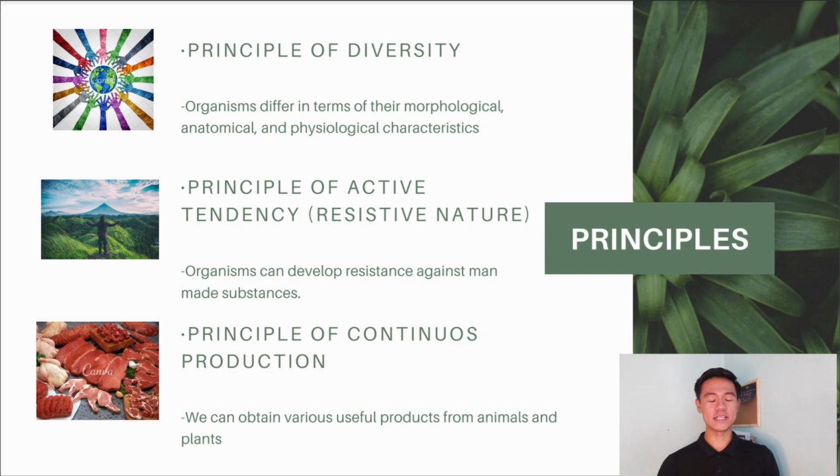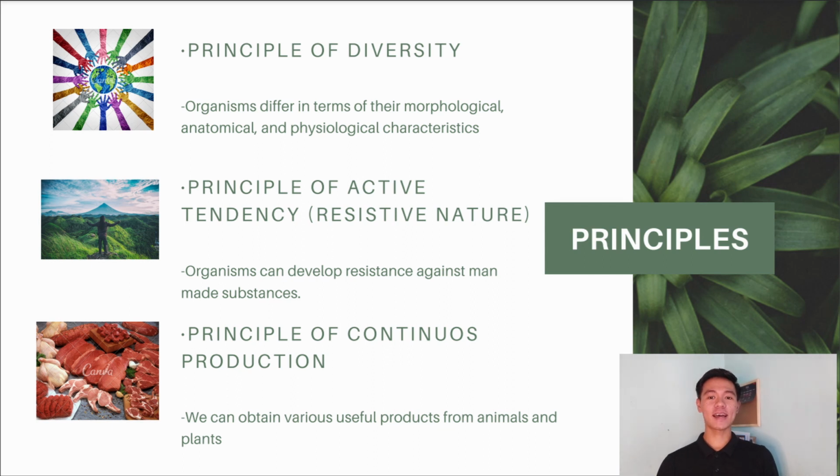The other one is the principle of diversity, composed of different elements. It includes different types of people, such as people of different cultures. Organisms differ in terms of their morphological, anatomical, and physiological characteristics. This diversity gives stability to the environment. Example, removal of one type of tree may not adversely affect the ecological balance.